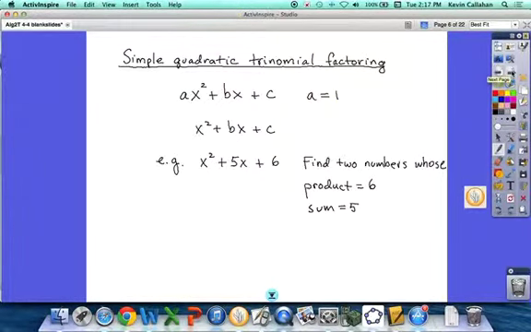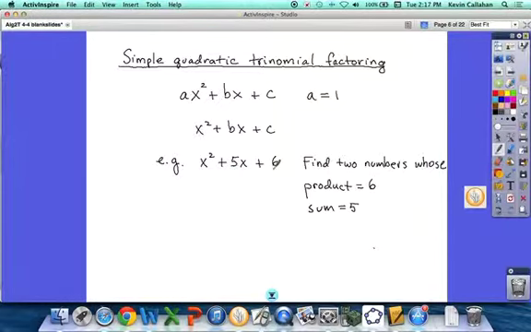So the simple quadratic, again, if we start with the standard form here, just in place of the a, put a 1. So you don't have an a. Right? Just x squared plus bx plus c. For example, x squared plus 5x plus 6. And the kind of thinking you have to do in order to factor is you will say to yourself, what 2 numbers, their product is 6 and their sum is 5. That's what's going through your head all the time, right?